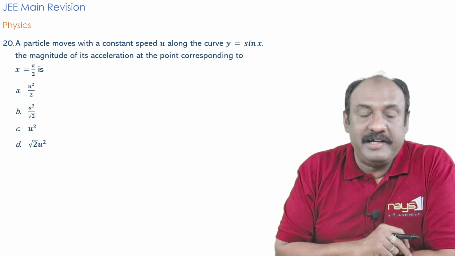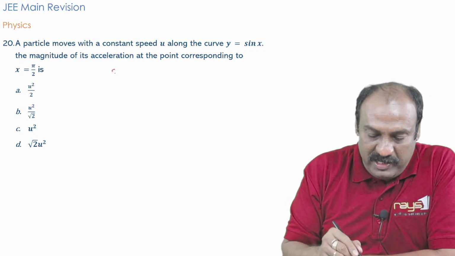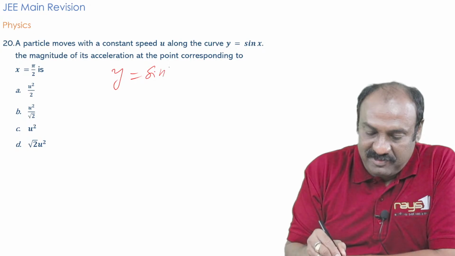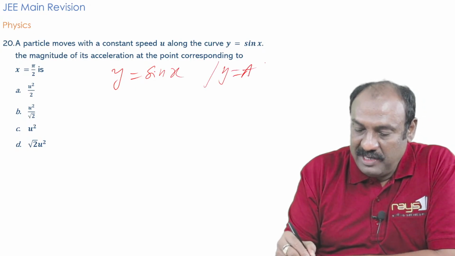Question number 20. A particle moves with constant speed u along the curve y equal to sin x. So when it is compared with y equal to a sin omega t.